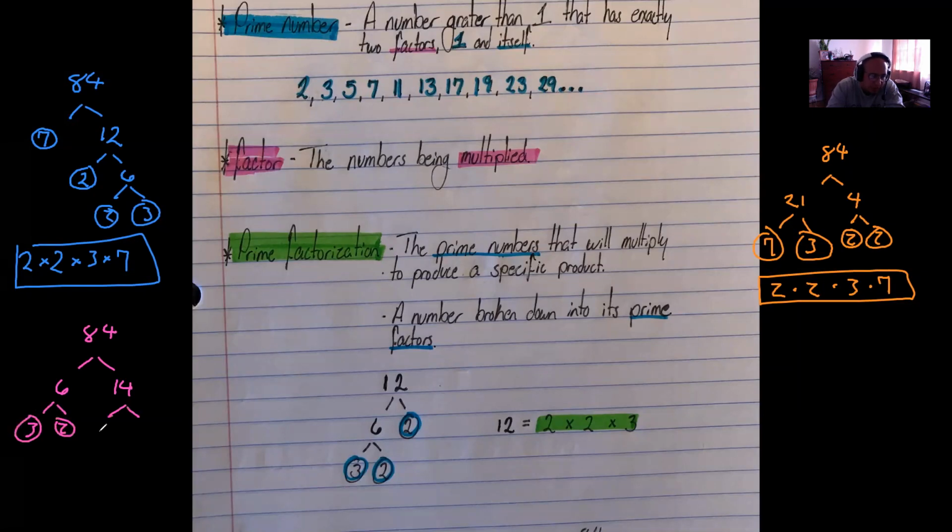And then 14, 7, which is prime, times 2. So there we go. We have a 2 times another 2 times a 3 times a 7. Again, no matter how you break it down, as long as you're not making something up, meaning you're doing real math and not making mathematical mistakes, you are always going to end up in the same place.